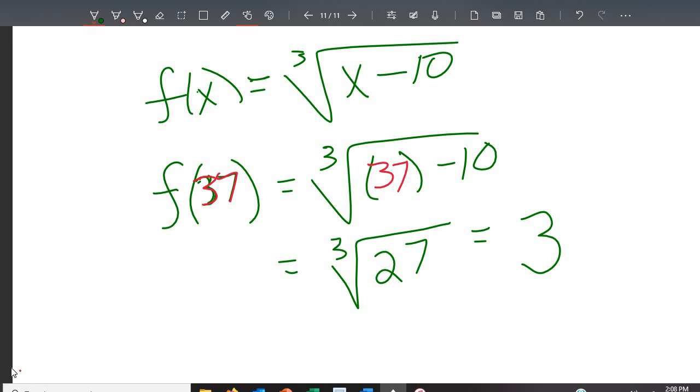So this is nothing super complicated. I know you haven't done these functions before, but you're just plugging a number in, adding or subtracting or multiplying underneath, then taking the root.